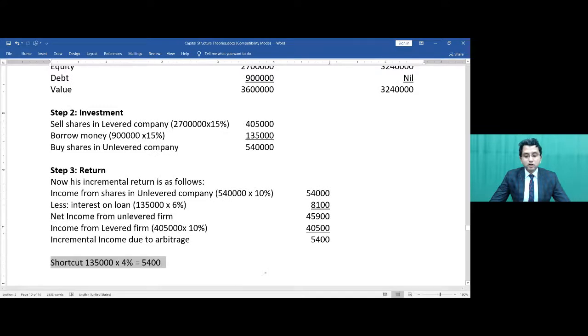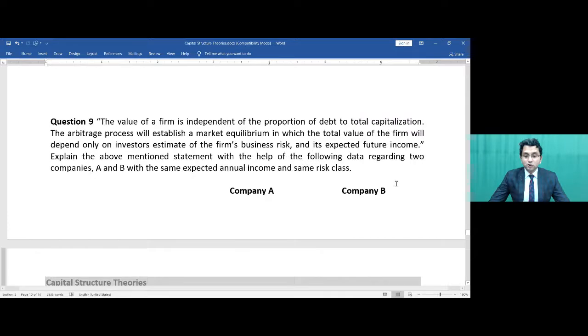And here I can apply the shortcut also. You borrowed 1,35,000 at the rate of 6%. You invested it in equity at the rate of 10%. So your extra income is 4%. Borrowing is at 6%, investment is at 10%. So 4% income on borrowing, it is 5,400. Okay. So I hope everybody got the answer now. If there is any doubt, feel free to ask.